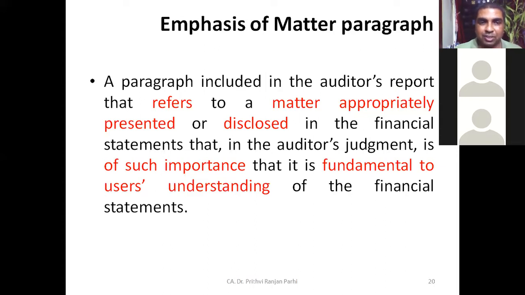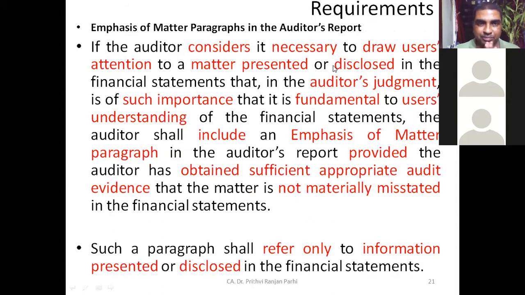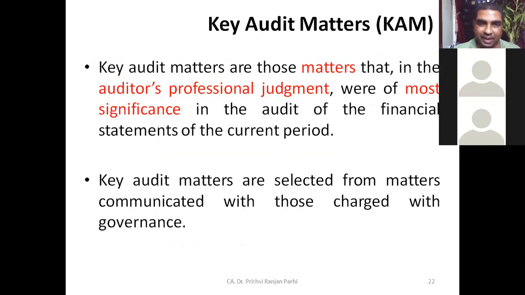Okay, something related to the financial statements. Some item is there in the financial statements and the auditor wants to emphasize that thing. Then he has to write it under the EOM paragraph. Okay, so what is the requirement of this emphasis of matter paragraph? You must be able to guess it. You can read it later on. Here, the objective is that without qualifying anything, the auditor wants to draw the attention of the users. Then an emphasis of matter paragraph can be added.